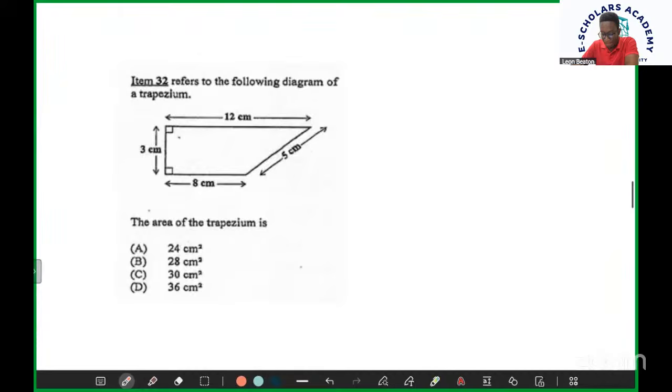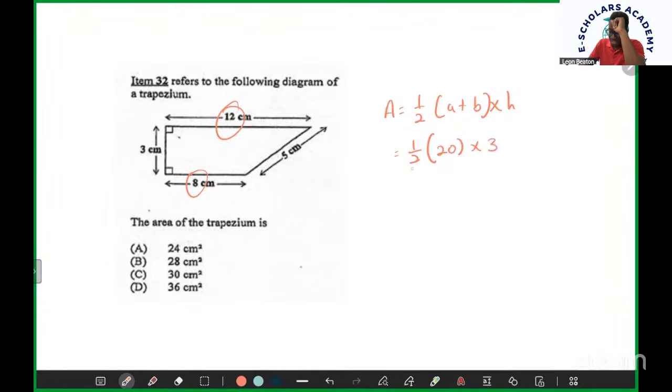To find the area of this trapezium, we know the formula is half the sum of the parallel sides, which is A plus B, these two will be the parallel sides, times the height, the perpendicular height. So it's half the sum of the parallel sides, which will be 12 and 8. 12 and 8 would be 20. So half of 20 multiplied by the height. Sorry, the height would be 3. So half of 20 would be 10. 10 times 3 would just be 30. So this here is 30 cm squared, which is nice and easy. C, right? Nice and easy C.